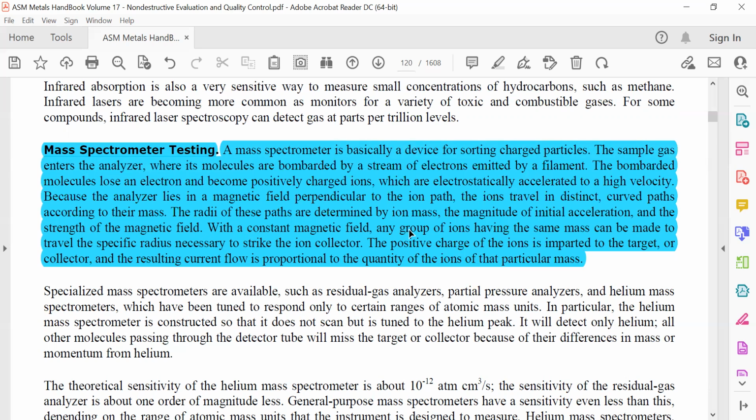With a constant magnetic field, any group of ions having the same mass can be made to travel the specific radius necessary to strike the ion collector. The positive charge of the ions is imparted to the target or the collector. The resulting current flow is proportional to the quantity of ions of that particular mass.